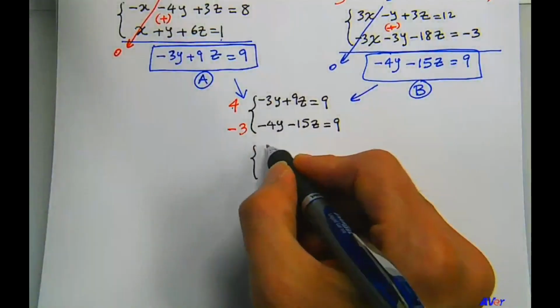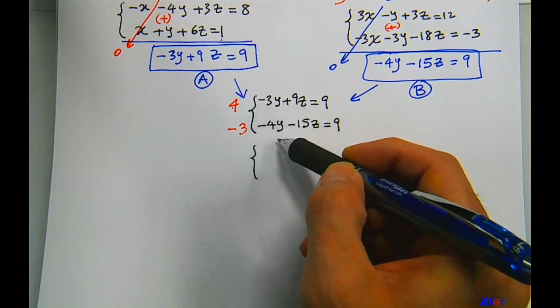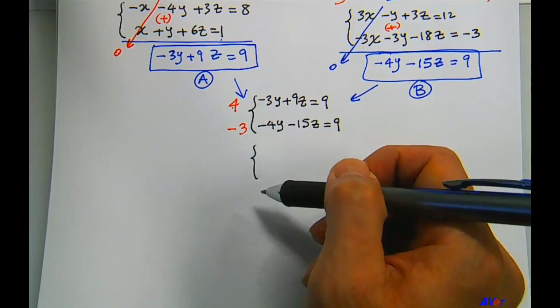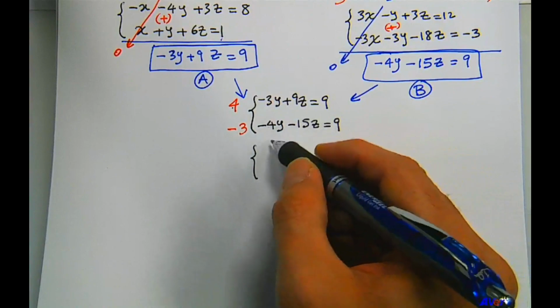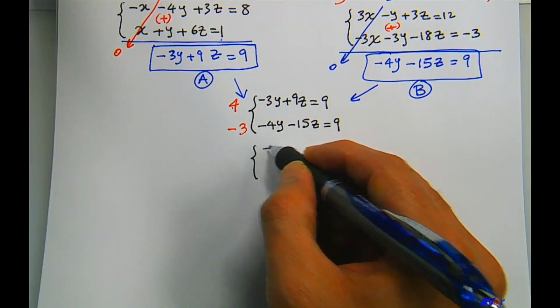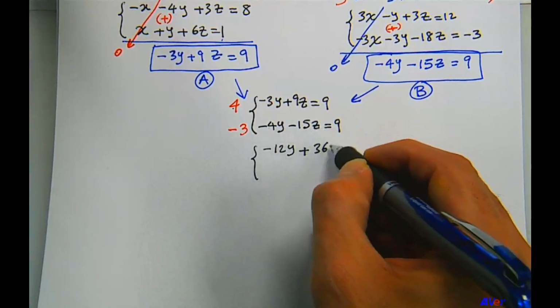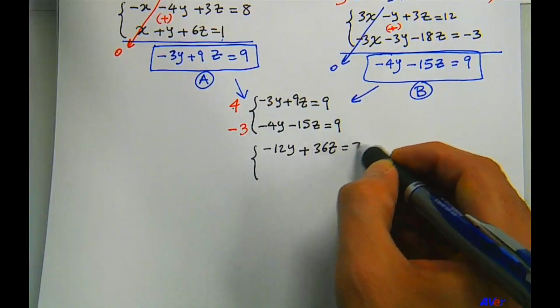Distributing the 4. At this point, it would be good if you pause the video, solve for y and z, and then go back to the video and see what I got compared with your solution. You get good exercise that way. So minus 12y plus 36z equals 36.